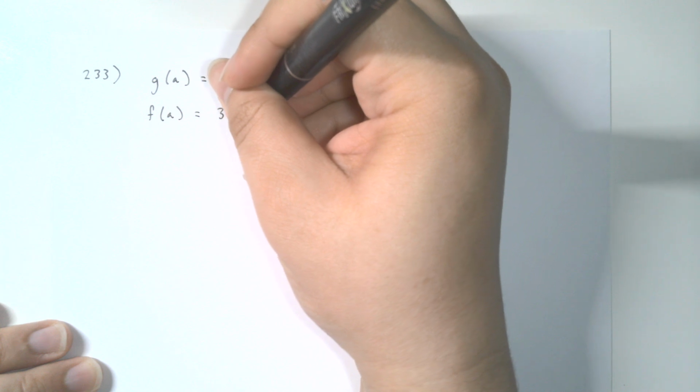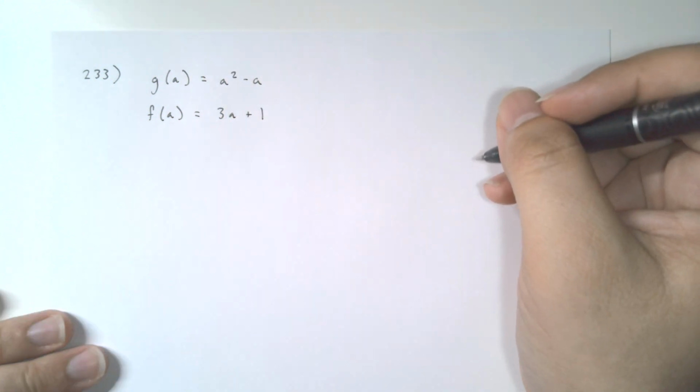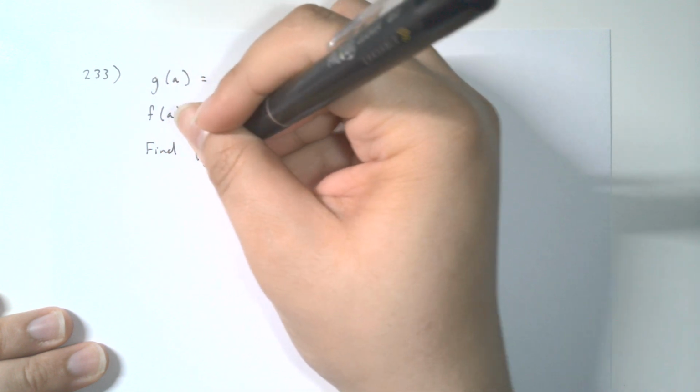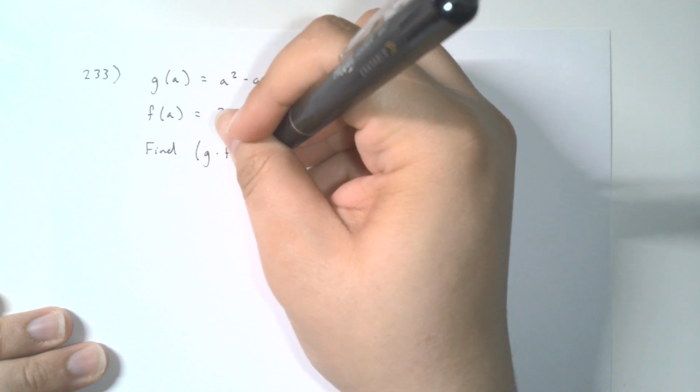All right. Now we move on to multiplication. There we go. Better lighting. For number 233, we have that g of a is equal to a squared minus a. We have f of a is equal to 3a plus 1. So we want to find g times f of a.